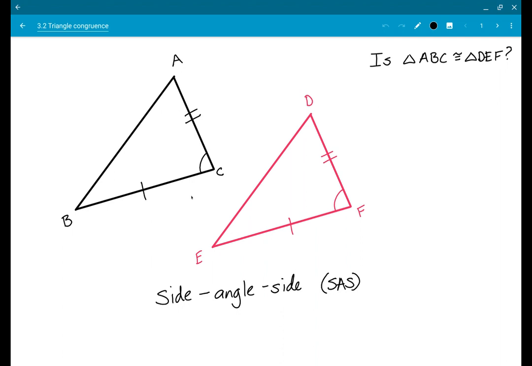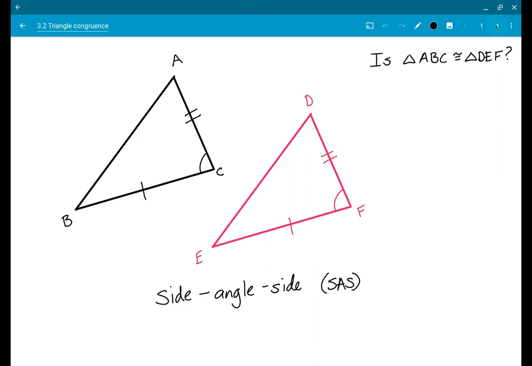And then you can look for the corresponding markings on the other triangle, and make sure that they are in the same order. So we've got single marking, angle, double marking. And since all three of these pieces are congruent, we can say that these two triangles are congruent, and we would say that the reason is the side angle side theorem.